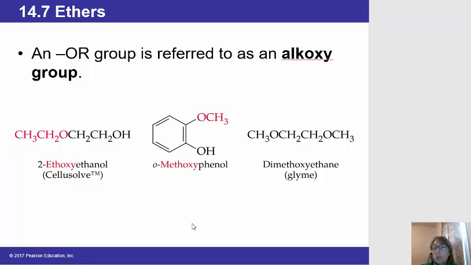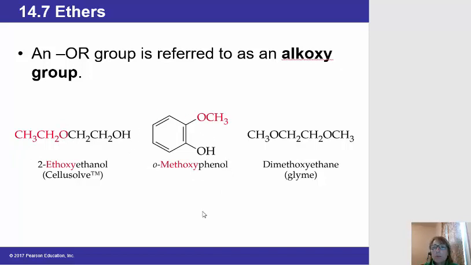Ethers can also be named by referring to the OR group as an alkoxy group. So, for example, if we look at this compound here where the main group is ethanol, what is attached to it is an ethoxy group. So this would be called 2-ethoxyethanol. The one carbon is where the hydroxyl group is, and the 2 is where the ethoxy group is.